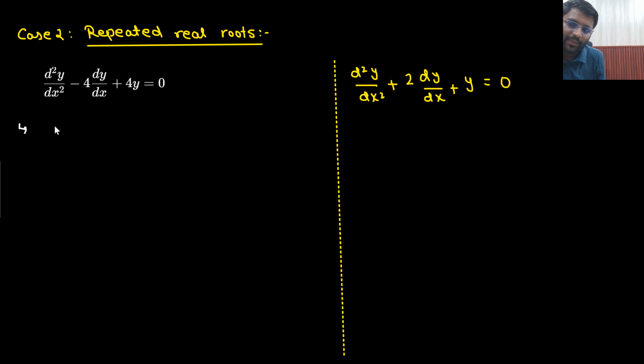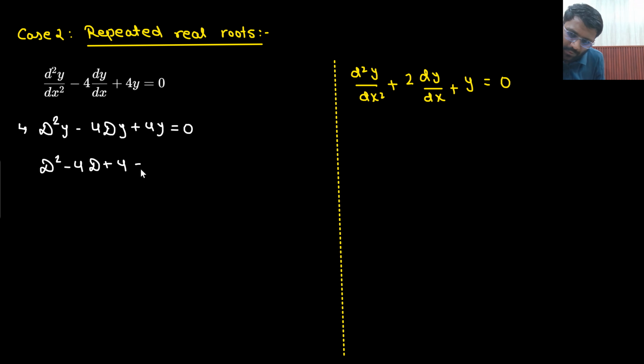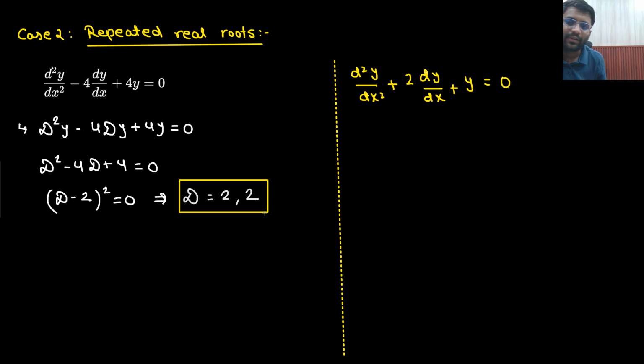What you will do? d2y by dx2 would be treated as D square y minus 4Dy plus 4y equals 0. That means D square minus 4D plus 4 equals 0. So it will become (D minus 2) whole square equals 0. From here, what are you getting? The value of D is coming out to be 2, 2. This is the value of D you are getting. So what will be your answer?